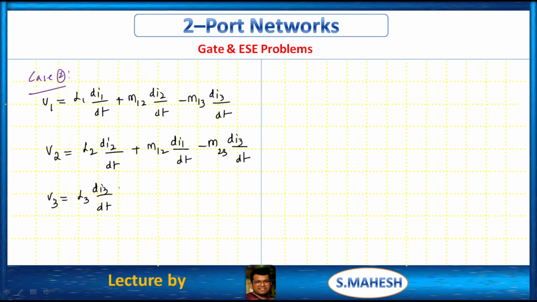Just you have to know which one is positive and which one is negative, then only you can write the equations very easily. Plus M23 di2/dt minus M13 or M31 di3/dt. That's it.